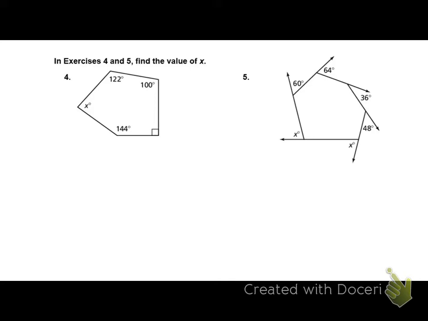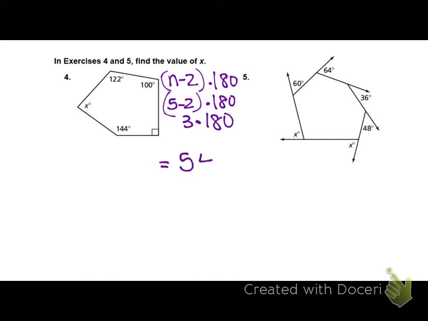Number 4, are my angles on the inside or the outside? Inside, so how do I figure out how many degrees are inside of a shape? Correct, n minus 2 times 180. So we've got to figure out what they add up to. How many sides does this shape have? 5 sides. So how many triangles are there? 3 times 180 means there's 540 degrees.